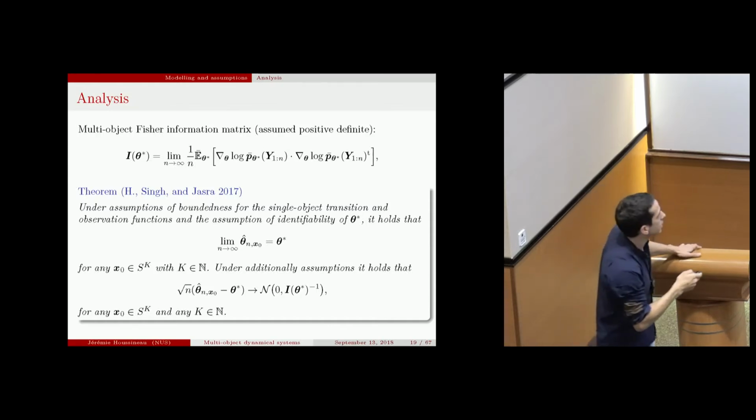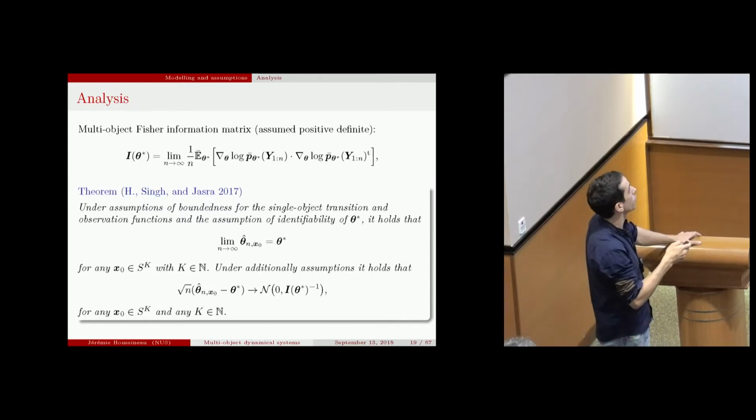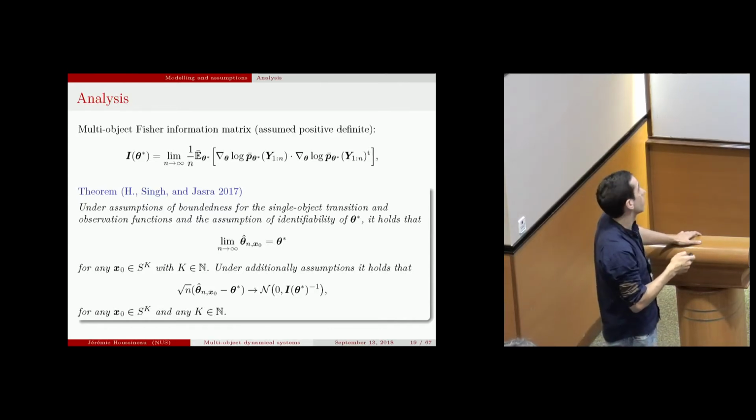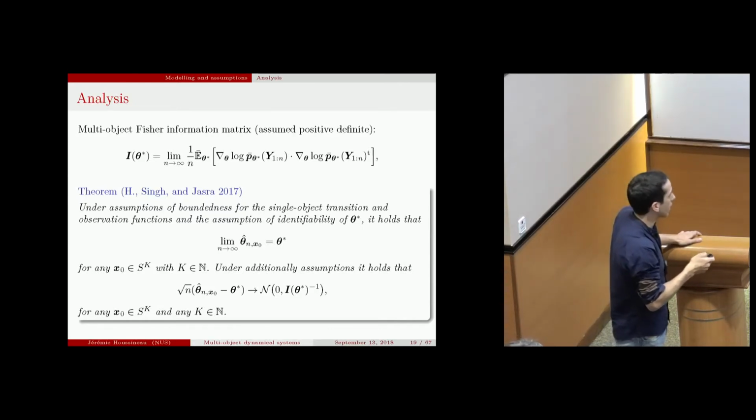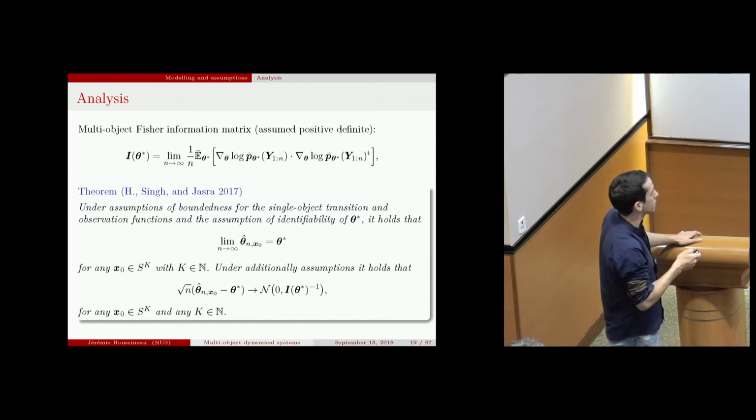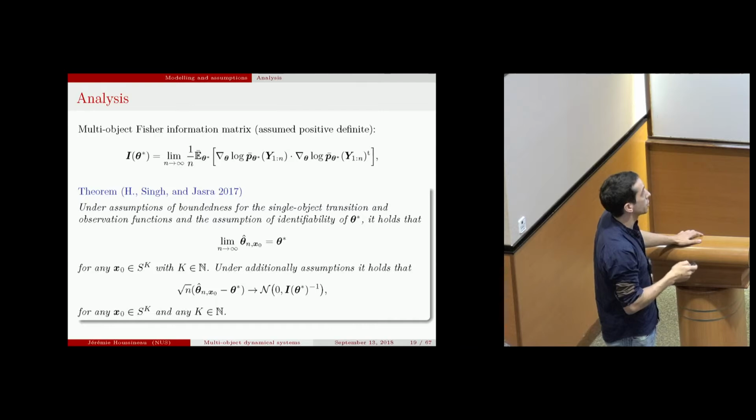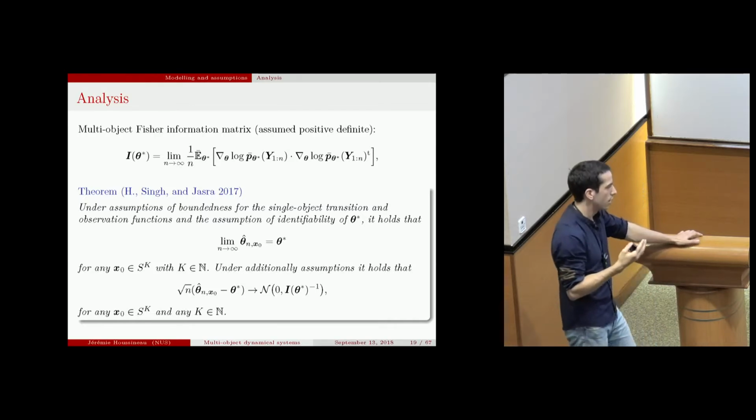But what's interesting here, in a sense you could say, well, it's not very surprising, but we have this asymptotic normality also. The assumptions are just technical. It's not really hard to verify. But what's interesting here is we have this Fisher information matrix.